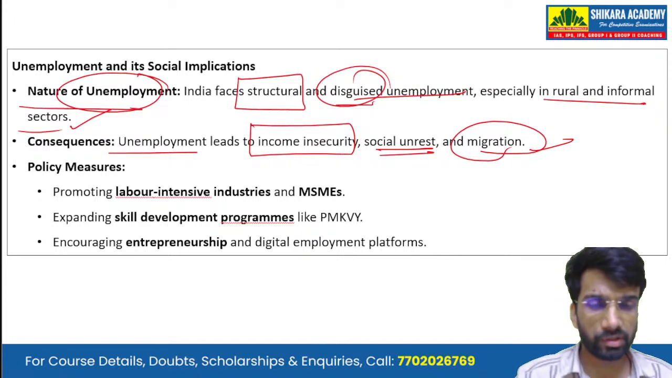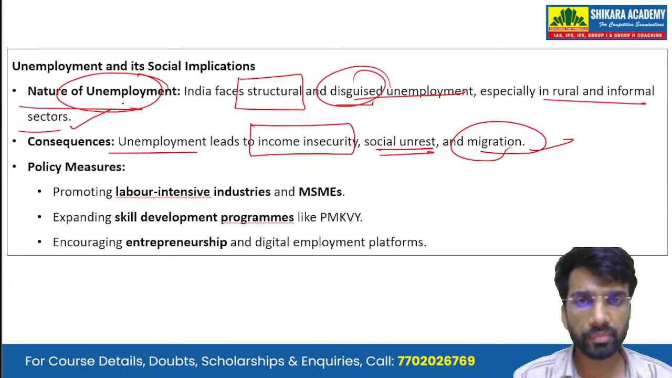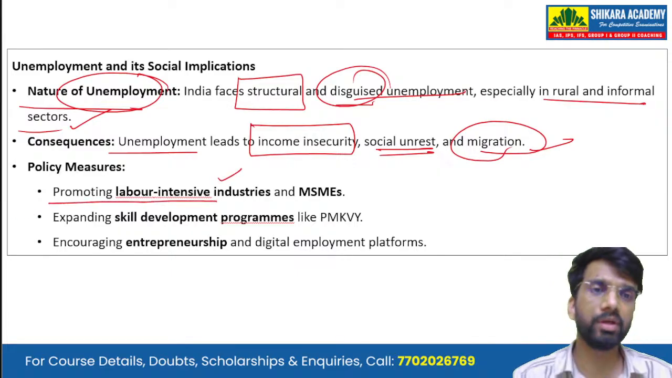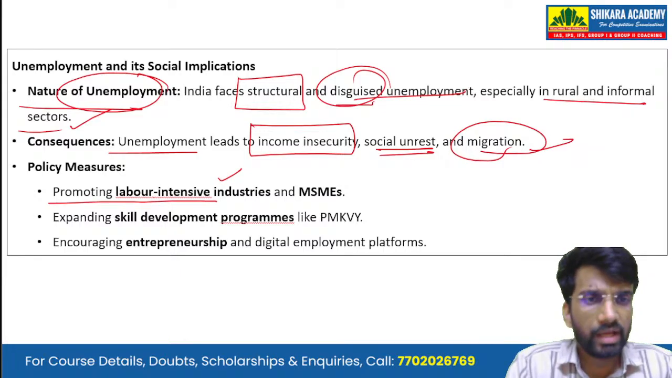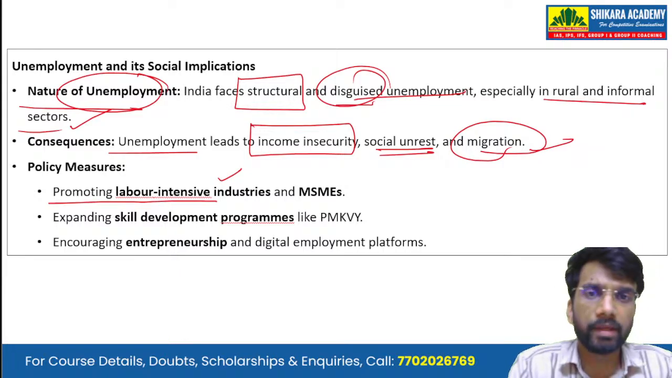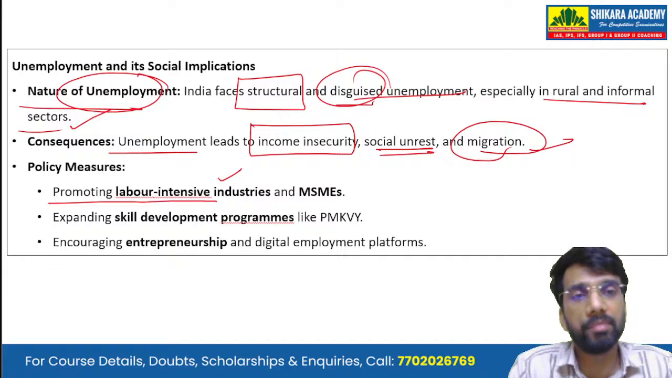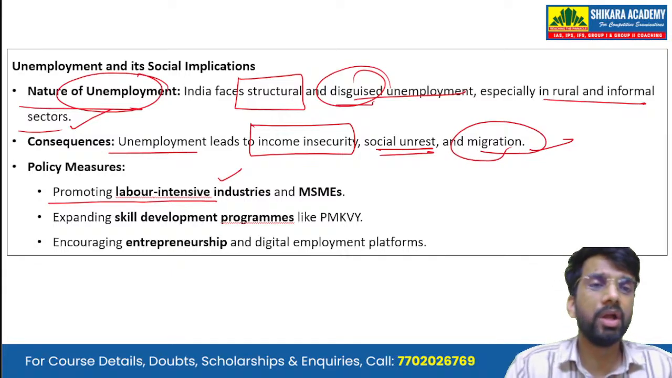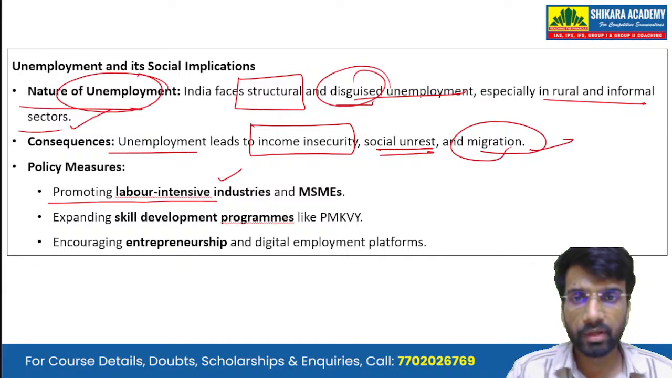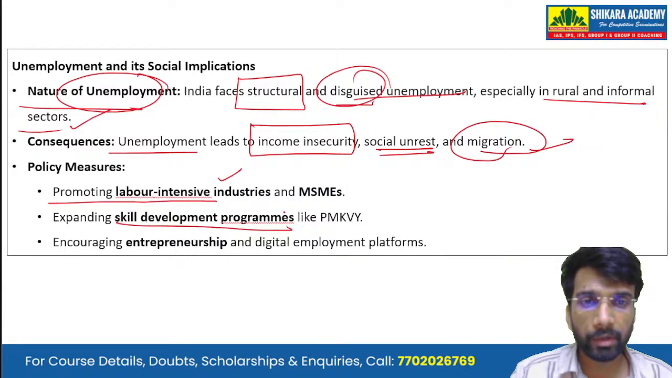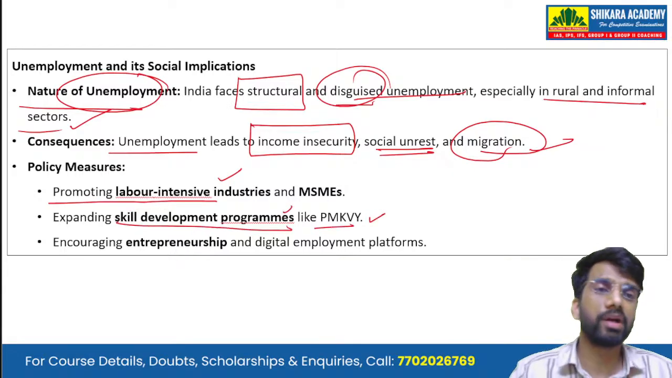Then the policy measures. What policy measures can we take in order to overcome these unemployment-related issues? First is promoting labor intensive industries, like the textile sector, and the promotion of MSMEs, because MSMEs are a major job provider in the country. And expanding skill development programs like the Pradhan Mantri Kaushal Vikas Yojana.